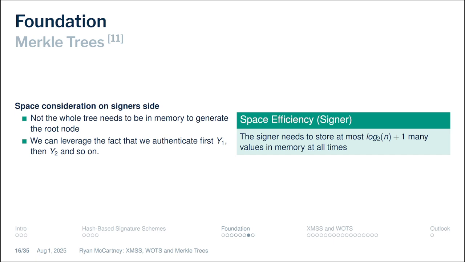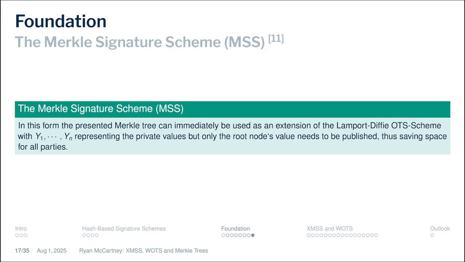That's nice. Because remember at the start I told you that we need about 2 to the power of 60 many values. Imagine having a tree of 2 to the power of 60 in your memory. That's impossible. But a tree of 60 values is very much possible. So this is nice. And directly from this we can construct this Merkle signature scheme using the Lamport-Diffie one-time signature scheme.